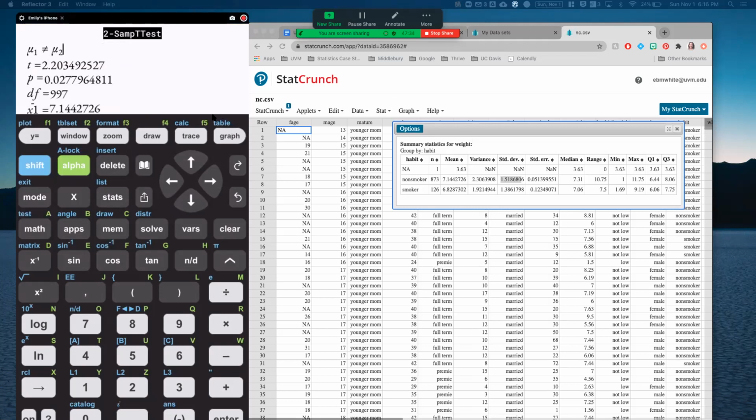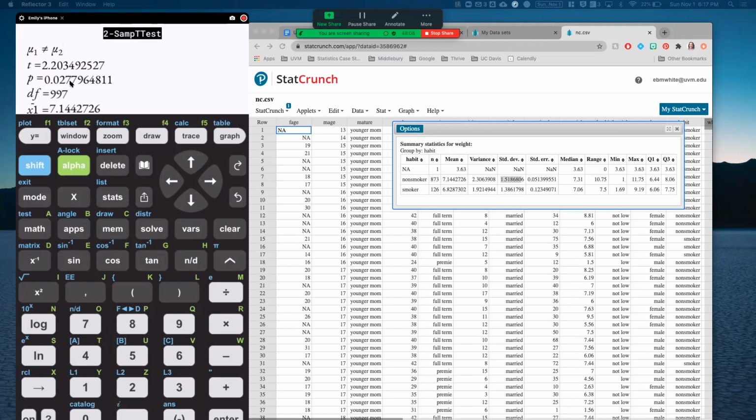Good. Okay, so I've got my test statistic is 2.203, okay? And that follows a t-distribution with 997 degrees of freedom, and that corresponds to a p-value of 0.02. If you were going to test this with 95% confidence or an alpha of 0.05, that would mean that the p-value is smaller than my alpha. So I would reject the null hypothesis. I reject the hypothesis that the two means are the same.